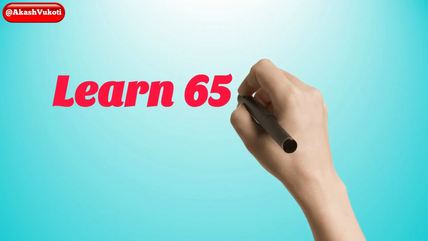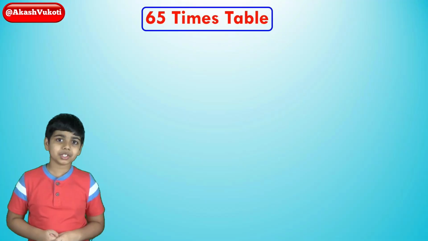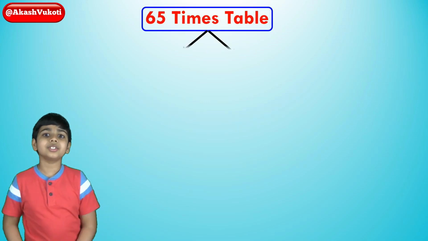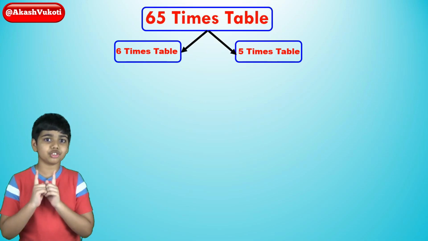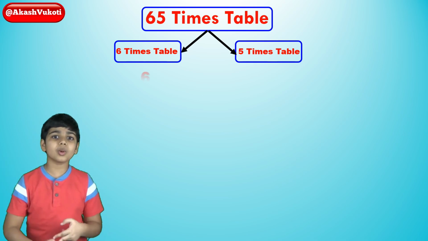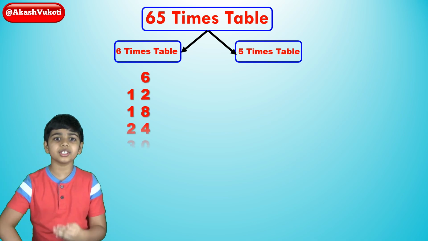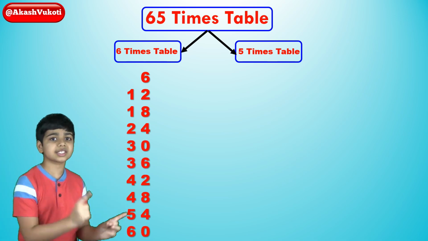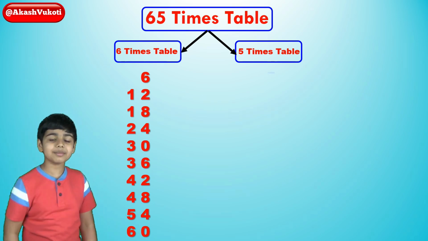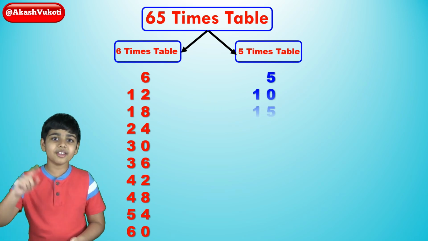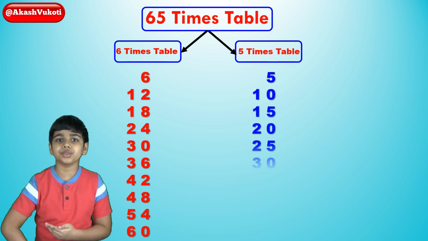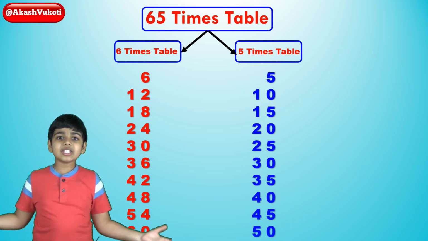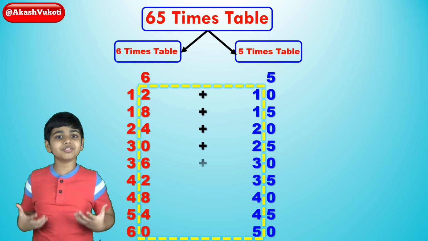Let's try another one, say 65. So, again, as usual, we'll write down the 6 times table and the 5 times table next to each other. So, that is 6, 12, 18, 24, 30, 36, 42, 48, 54, 60. That is the 6 times table. And then we do the 5 times table. That goes 5, 10, 15, 20, 25, 30, and 35, 40, 45, and 50. Now, just put all of these answers together, and that is the 65 times table.